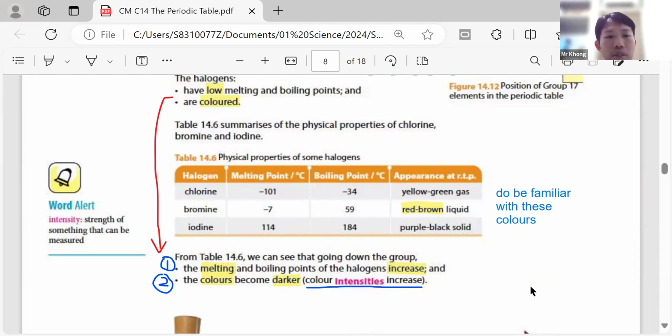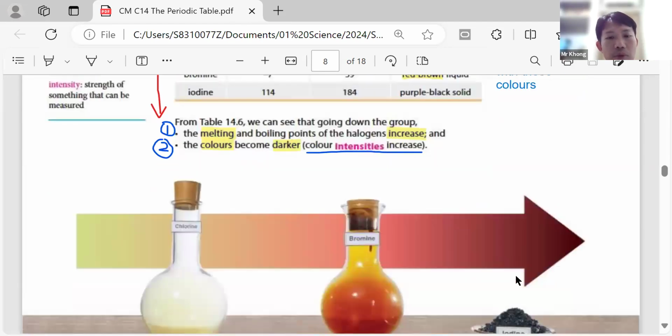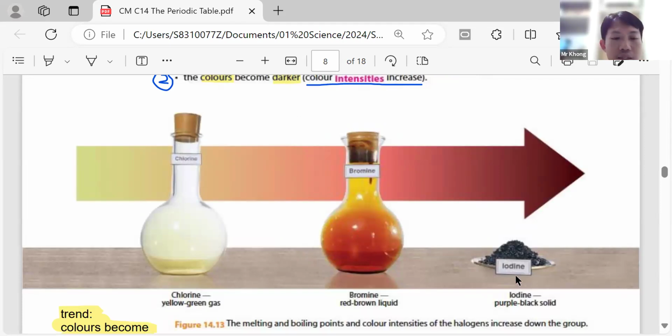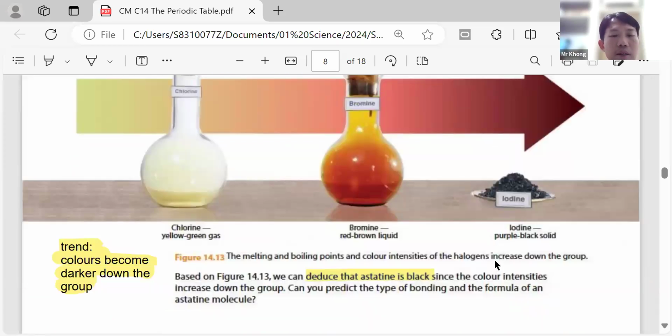And the melting point and boiling point, you can also see that they are low, because they are either minus 101, which is low, or just 114 for our iodine. And compared to metals, which can have melting points of 1,000 plus or 2,000 plus, this is really considered low. Now, in your textbook, you have the diagram that shows you the colors of chlorine, bromine, as well as iodine. And in our syllabus, we'll be focusing on these three halogens. So do be familiar with their colors.